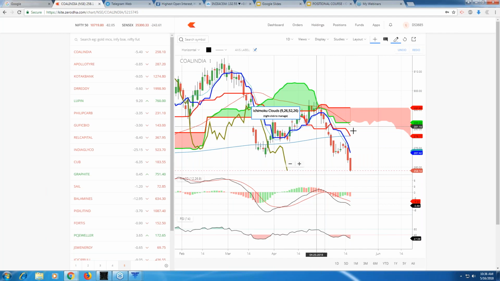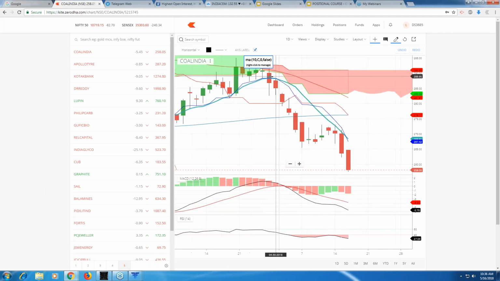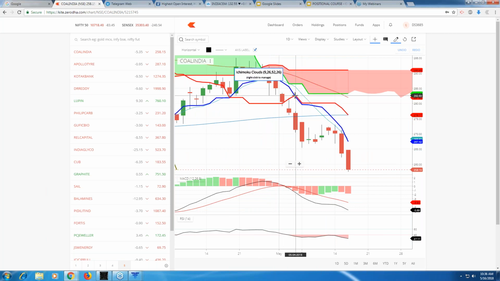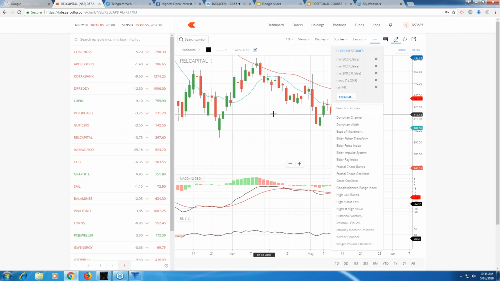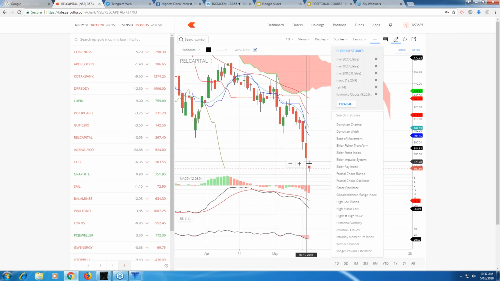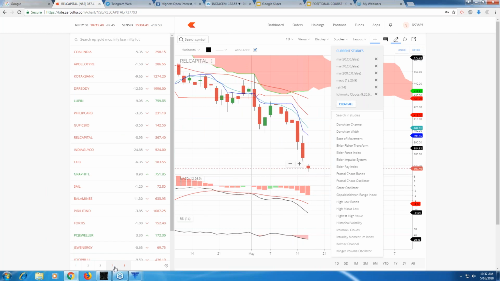So now, where could we have shorted? This is the resistance the stock took. We can short it at this point, which is 291, or when the blue line crosses the red line in the downward direction, which is 282. Or in case we want to look into the StockPro setup, we could have sold where it experienced resistance, or the moment candles come below the 10 moving average. 287 is what we could have sold at, right? Similarly, Reliance Capital looks bearish to me right now. Today it's a gap down opening, and it's further heading down, right?